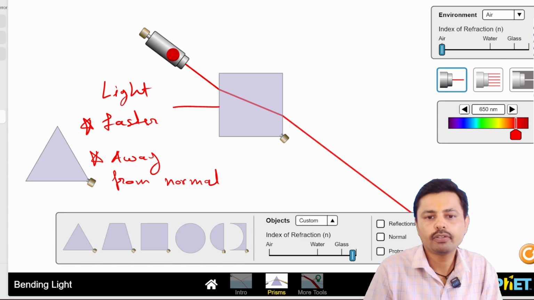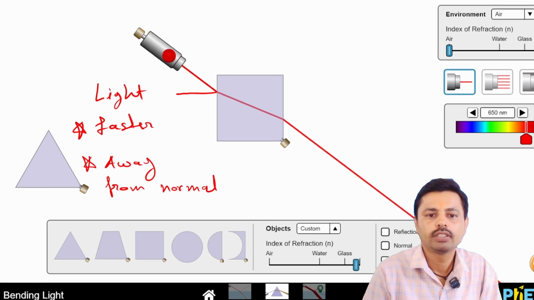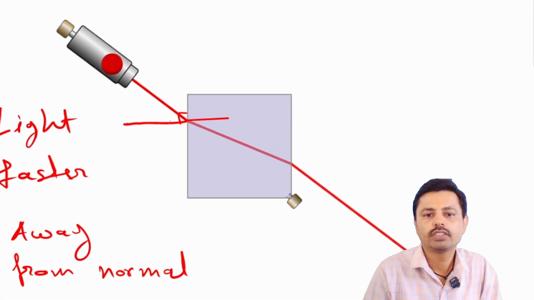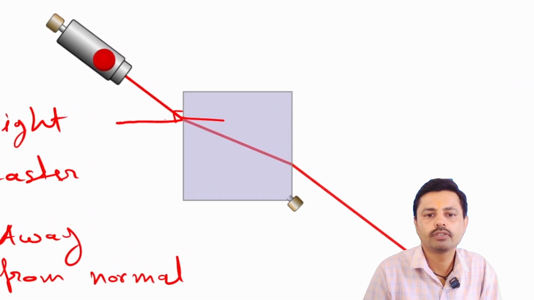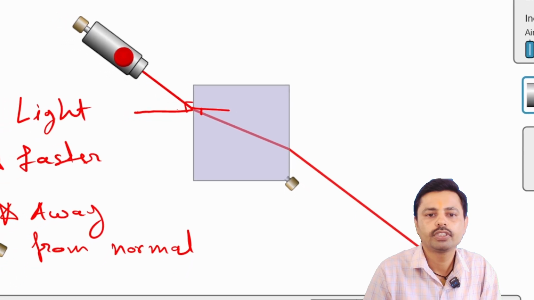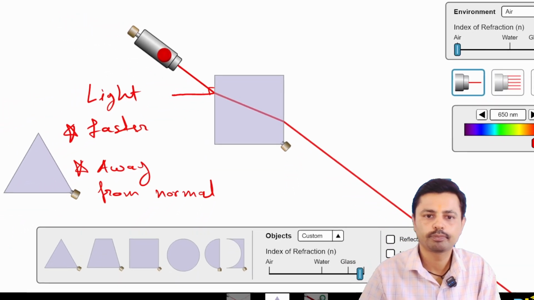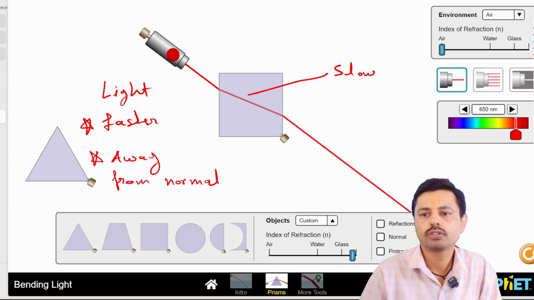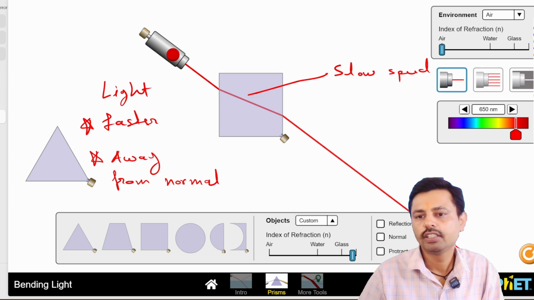That earlier perpendicular line I said, that's the normal. For example, over here, this is the normal, whereas here it's bending towards the normal. See the gap, how small the gap is. And in this optically denser medium, light will be slower, so slow velocity or slow speed. And second, it bends towards the normal.